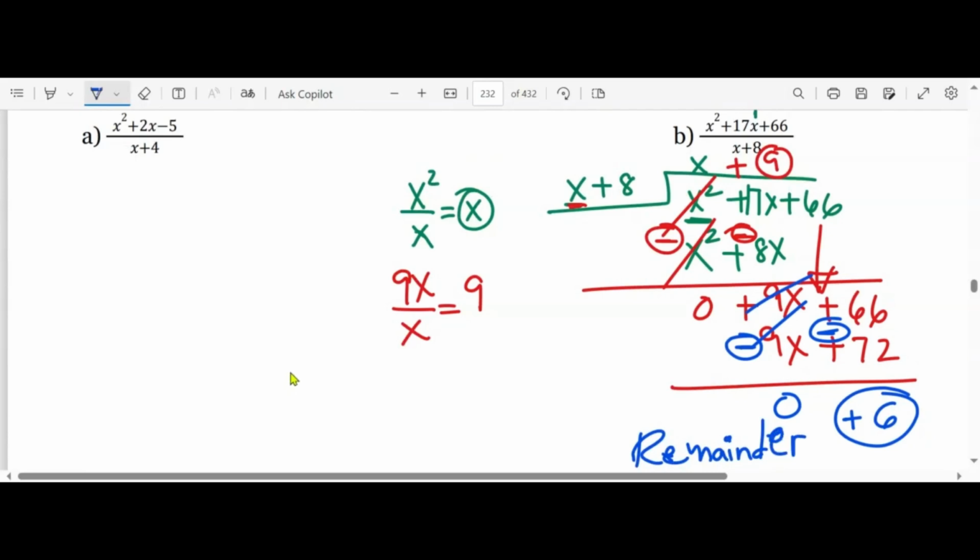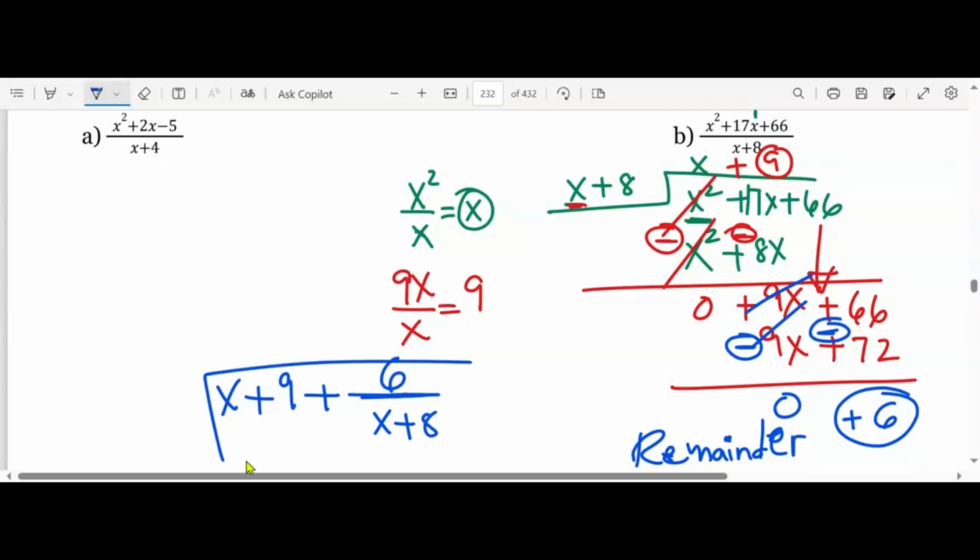Okay? So your final answer is x plus 9. And what's the remainder? 6. Divided by what? X plus 8. That's your final answer. Did he solve it like this on the board? Yes. Okay. So that's the answer.